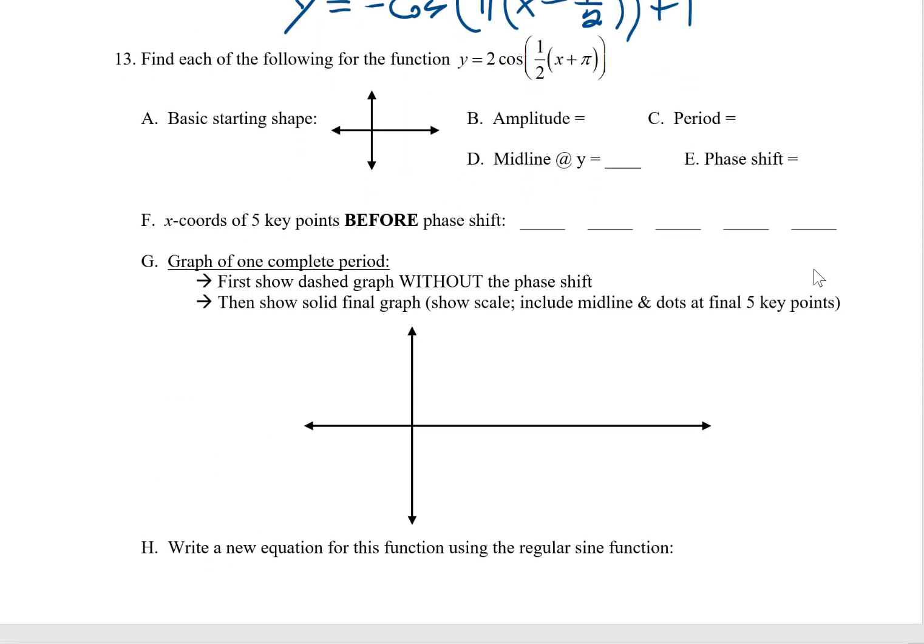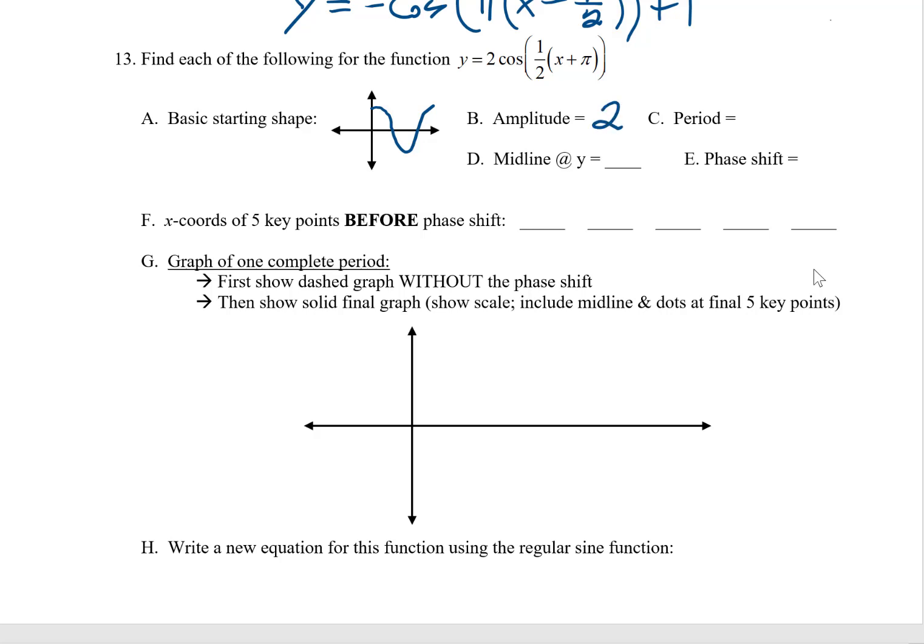And then let's take a look at problem 13. Y equals 2 cosine 1/2 parentheses x plus pi. We'll worry about the phase shift at the end. For now, I know I'm going to be starting with a regular cosine. Regular cosine is the vase. This is what I'm about to draw. The amplitude is clearly 2.